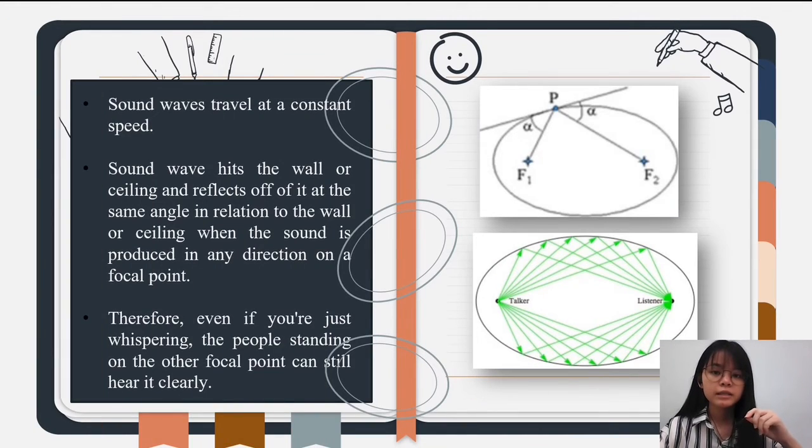In fact, the sound waves travel at a constant speed. It hits the wall or ceiling and reflects off of it at the same angle in relation to the wall or ceiling when the sound is produced in any direction on a focal point. So, even if you're just whispering on the focal point, the person standing on the other focal point can still hear it clearly.